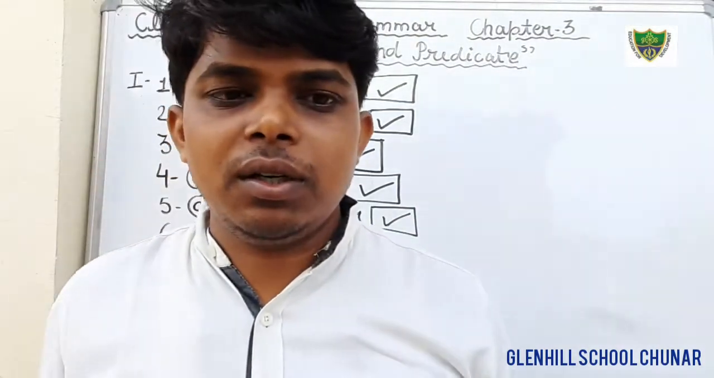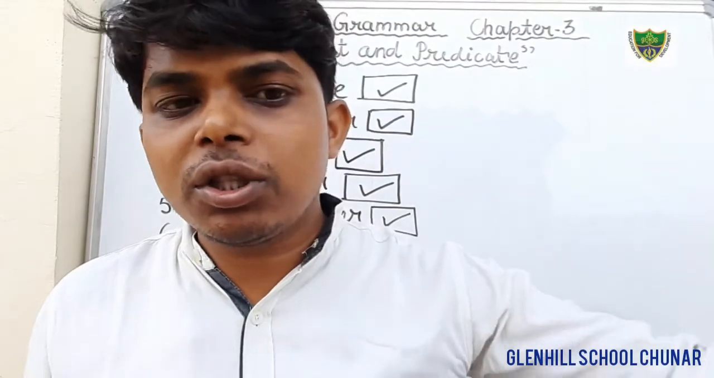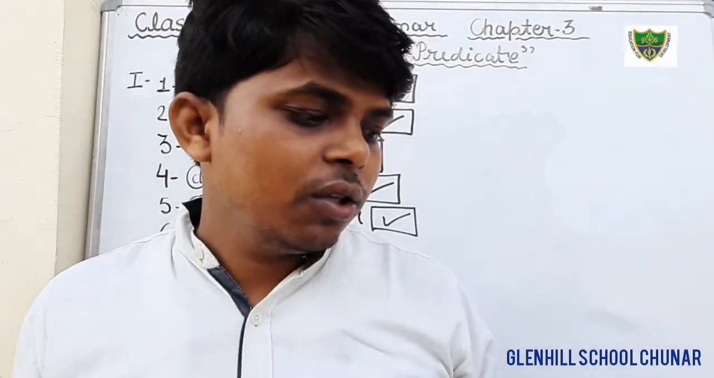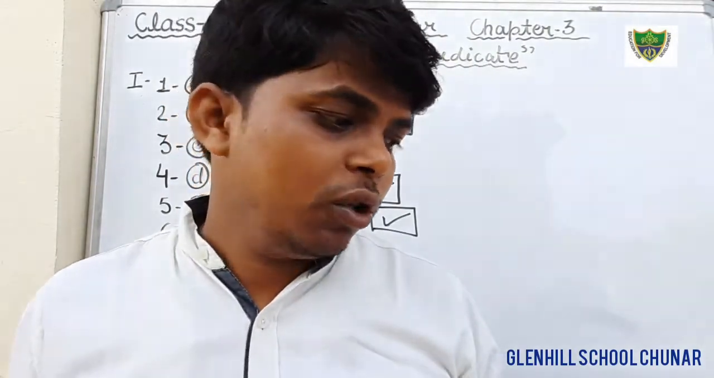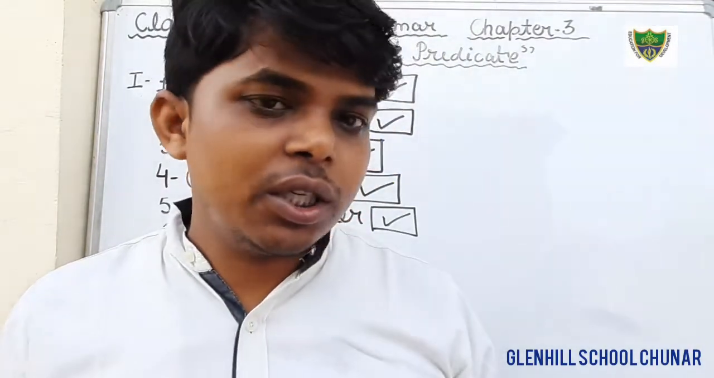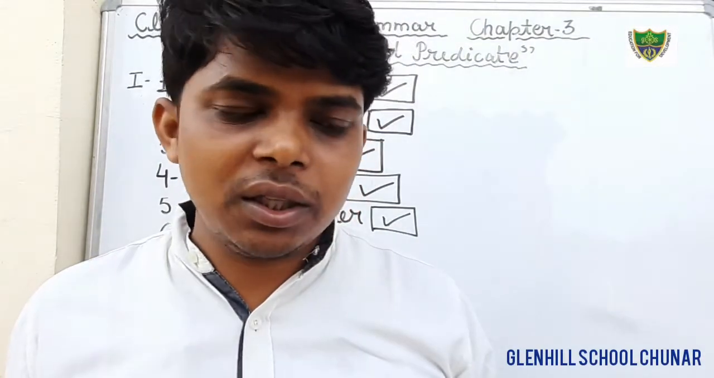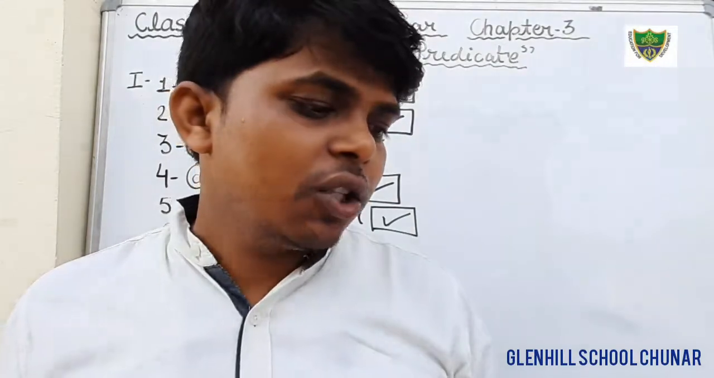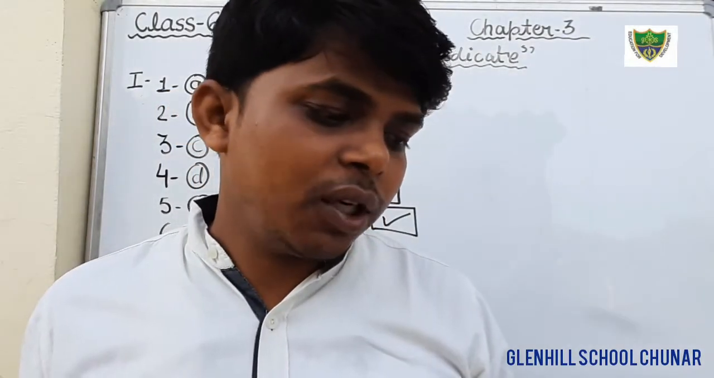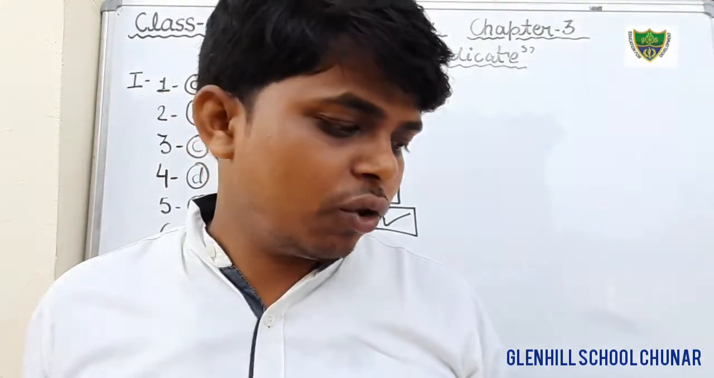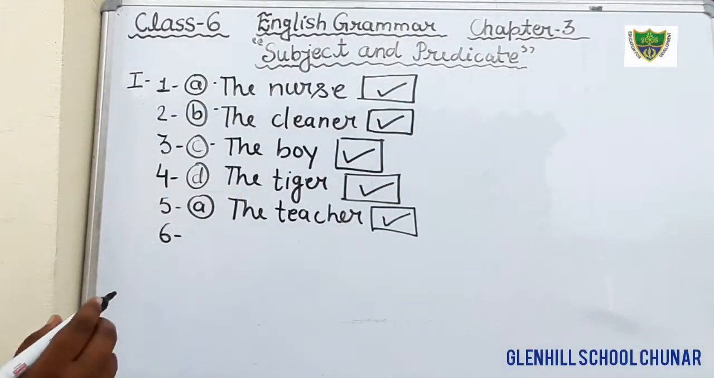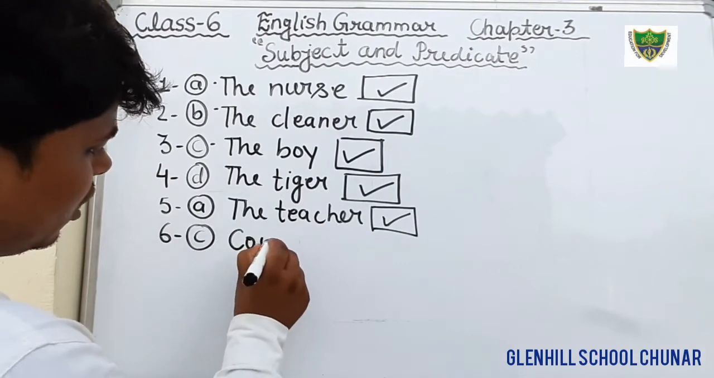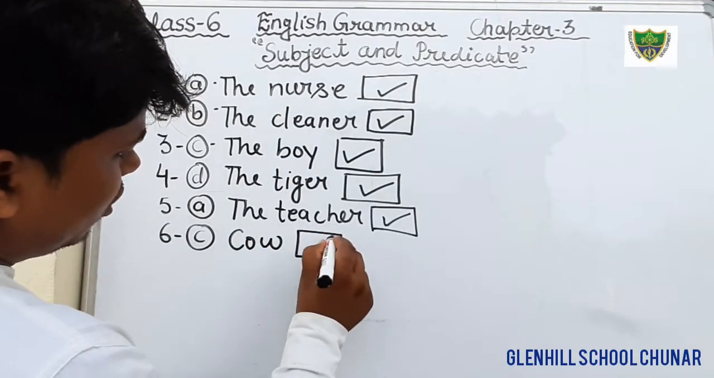Cow gives us milk. Here the cow denotes the name of an animal. So what would be the subject? Cow. Options: gives us, no, that is wrong. Us milk, that is wrong. Cow, yes. Cow is the subject in this sentence. Option number D, cow milk, that is also wrong. So option number C is the correct option. Question number 6, option number C, cow is the correct option. So we will tick on that.